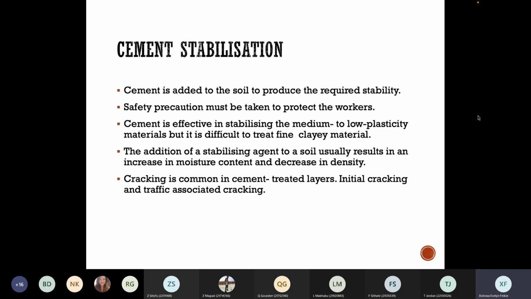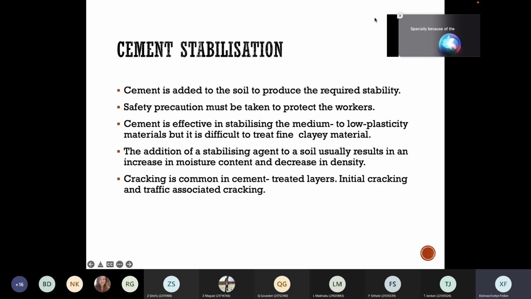Cement stabilization. This is stabilization by cement. Cement is added to the soil to produce the required stability. Safety precaution, very important. Why? Remember I said when we are dealing with the cement, you need to make sure that you wear protective clothes and everything. It's because when you are dealing with cement, it will react, especially because of the hydration process.